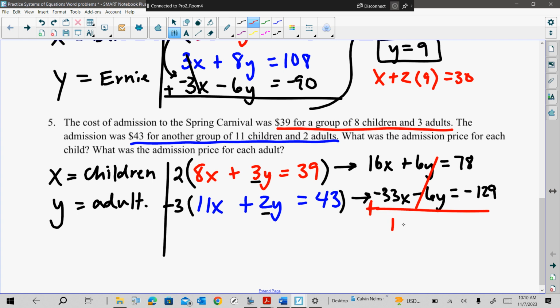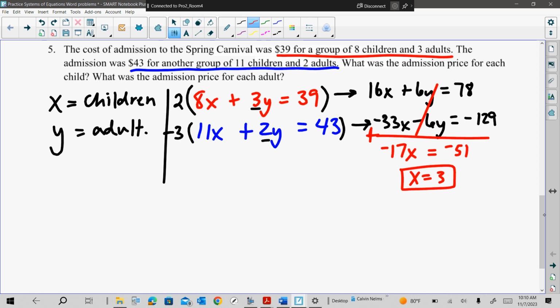So we should end up with 17x equals a negative 51. x equals what? Negative 3? Oh yeah, this should be negative, sorry. Yeah, x equals 3. There's our x. We just got to plug it back in and get the y.